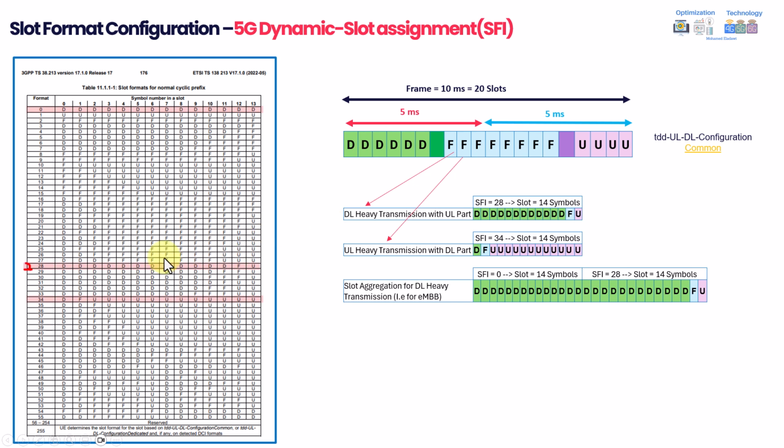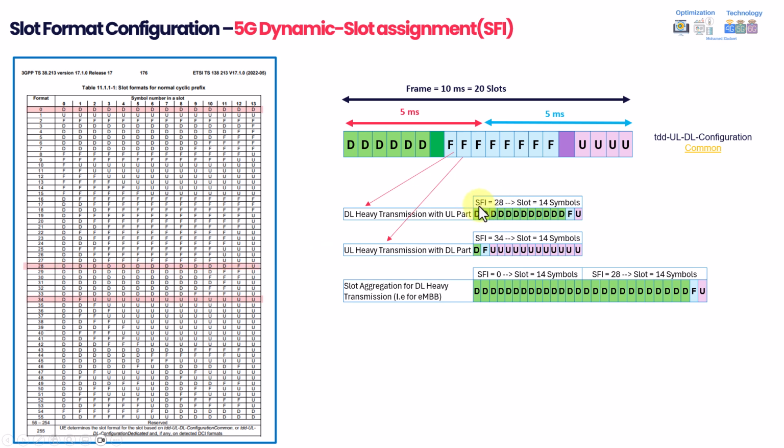So, for example, it's using this kind of slot, SFI 28. It will deliver this to the user, pointing towards this particular combination, which will tell him now you will have 12 symbols for downlink, as you can see here, 12 symbols, then one flexible and one for uplink. This is in case of SFI 28 being addressed.